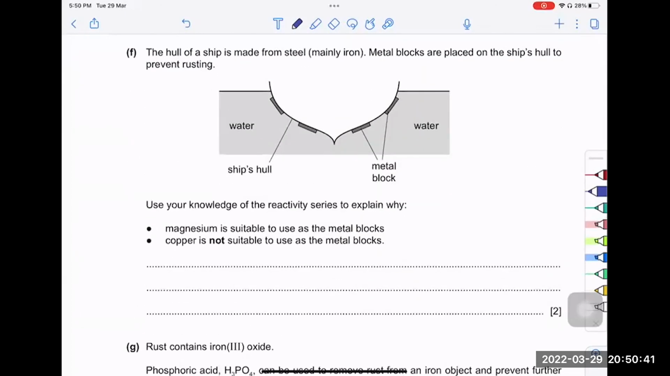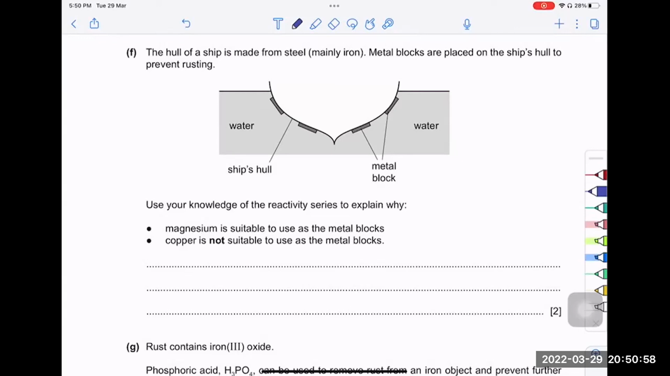Okay, the hull of a ship is made from steel. Metal blocks are placed on the ship's hull to prevent rusting. Okay, this is sacrificial protection. Use your knowledge of reactivity series to explain why magnesium is suitable and copper is not suitable. Go ahead, tell me. Why is magnesium suitable and why is copper not suitable? Give a reason for each.